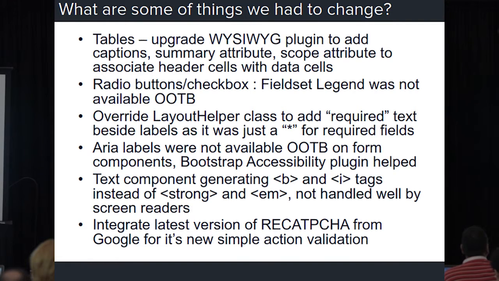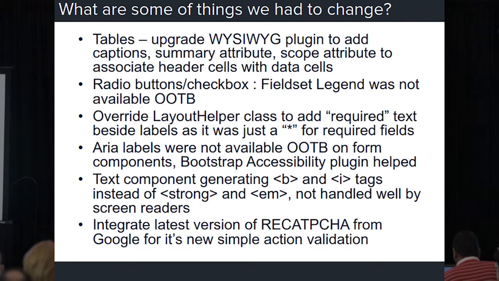We also noticed that the radio buttons and checkboxes were missing fieldset legends. This was not available out of the box, so we had to modify it a little bit. We overrode the layout helper class in order to add the required text for input fields that were required. It was previously just a little star. ARIA labels were not available out of the box. There's a standard on ARIA attributes, and for form elements you look at adding aria-required equals true or false. These were not available, so we did have to add those.